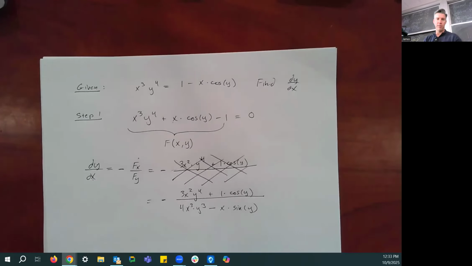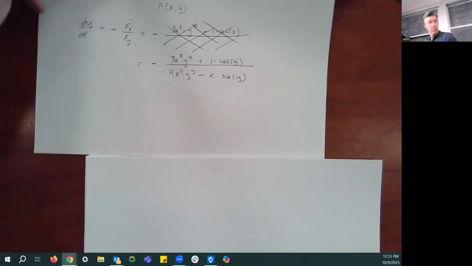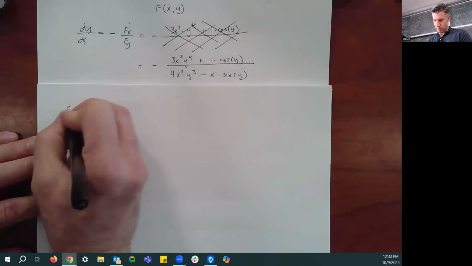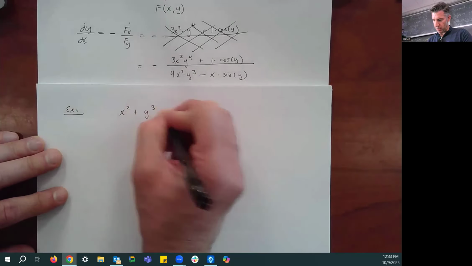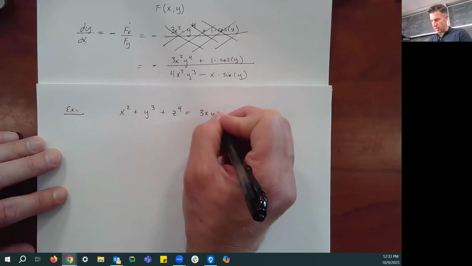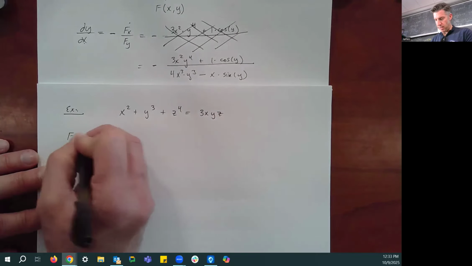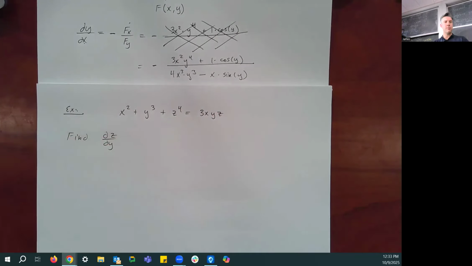Okay, let's do one more because it can be a little bit more interesting. So let's say we had something like the following. Let's say we have x squared plus y cubed plus z to the fourth equal to 3 times x times y times z. And we are asked to find del z del y. The process is literally the same.